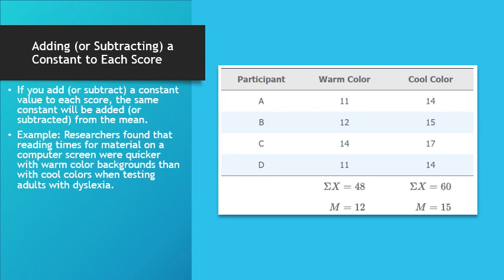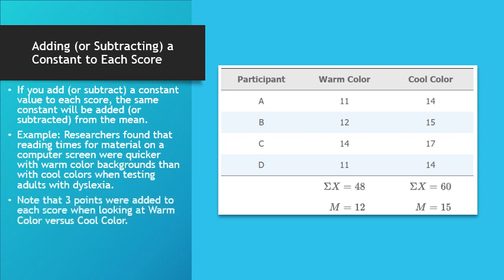These researchers found that reading times for material on a computer screen were quicker with warm color backgrounds than with cool colors when testing adults with dyslexia. Notice the warm colors on the 4 participants. Their scores were 11, 12, 14, and 11. However, notice that 3 points were added to every single score when looking at cool colors. So the 11 became a 14, the 12 became a 15, etc.